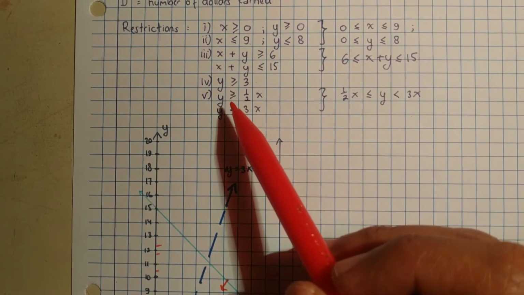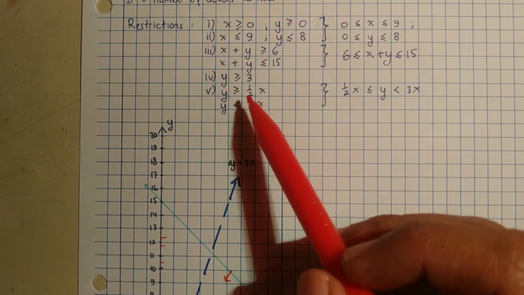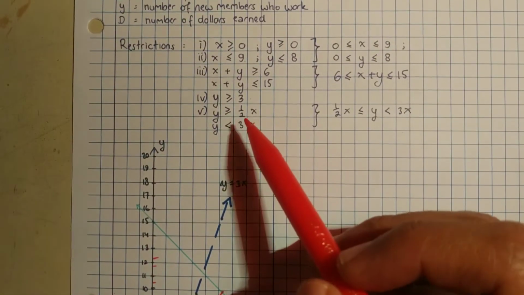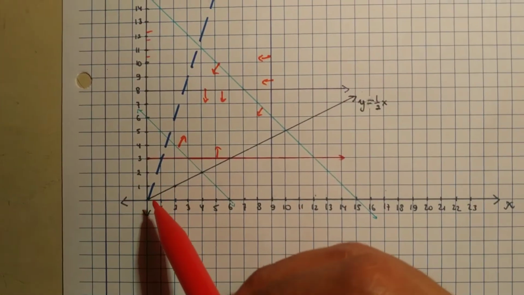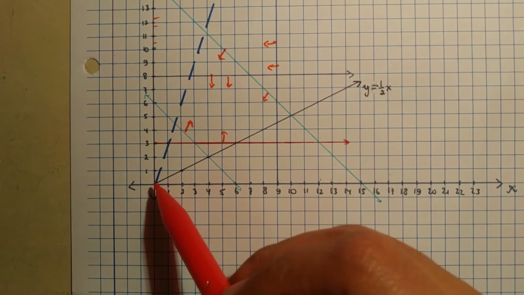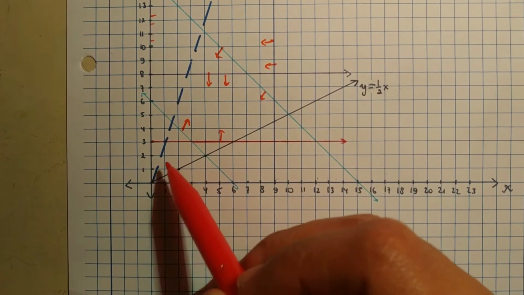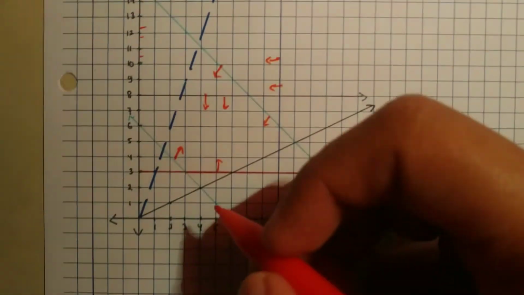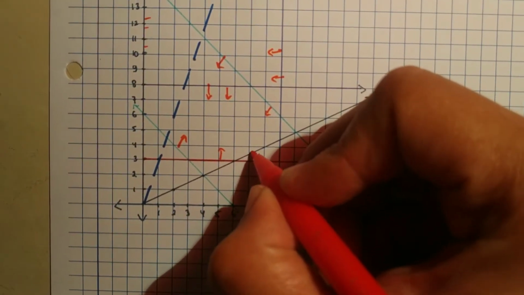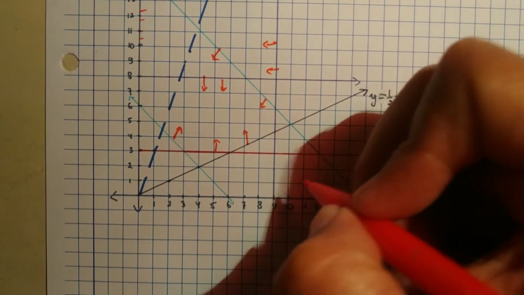So let's start to draw the line y equals half x. Y equals half x means the y-intercept is 0 and the slope is half. So let's begin with 0, and then the slope is 1 rise and 2 run. 1 rise and 2 run, and then just connect it. Okay, because it is greater than or equal to, it will be above.